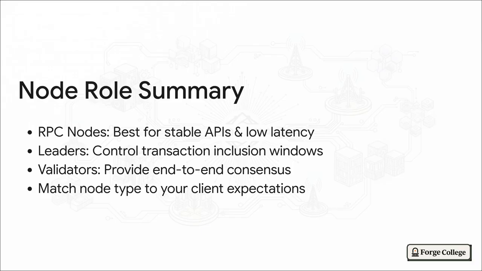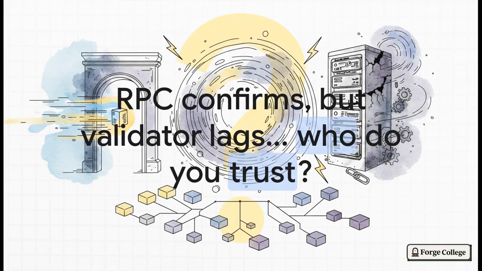Same logic applies here. Before we wrap up, I want to leave you with a bit of a provocative thought to chew on. Imagine this scenario. If an RPC gateway tells you a transaction is confirmed, but you probe a validator and see its epoch info is actually lagging behind, which one do you actually trust? That tension right there sets up our next lesson perfectly, where we'll dive deep into the specific trade-offs between RPC and consensus nodes.